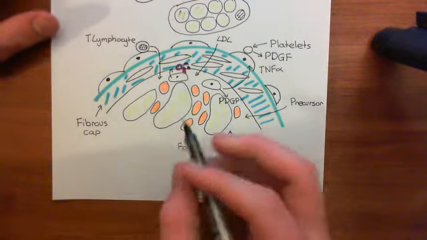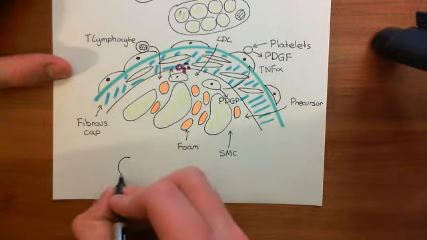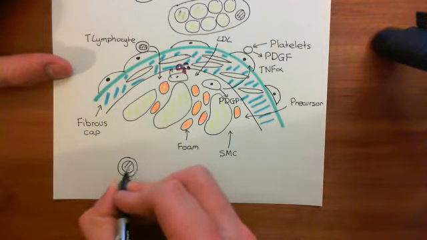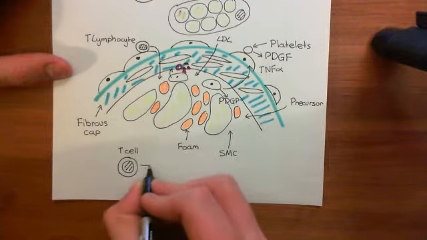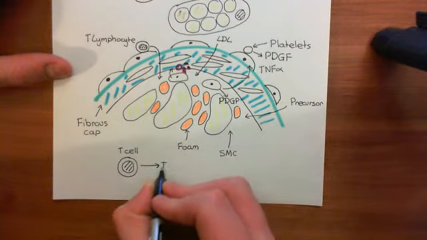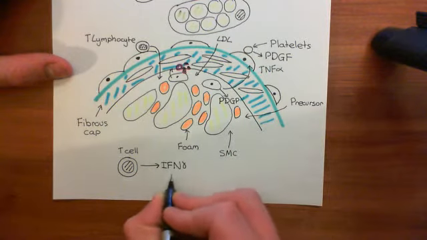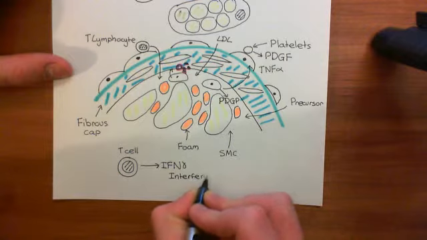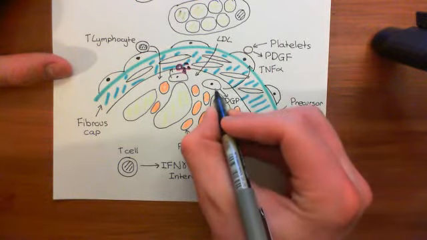Well, firstly, they secrete interferon gamma. Okay, so if we've got a T cell here, like so, it's going to secrete interferon gamma, IFN gamma for short. So this is interferon gamma. And this interferon gamma is going to activate the macrophages even more.